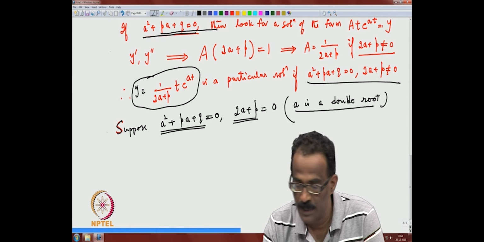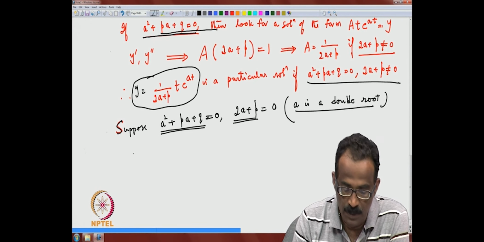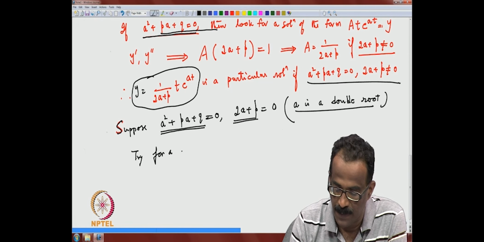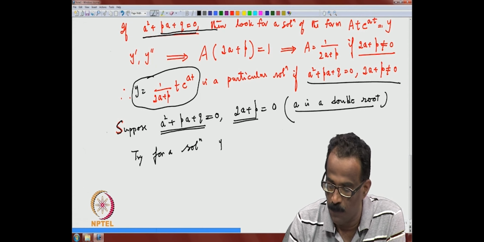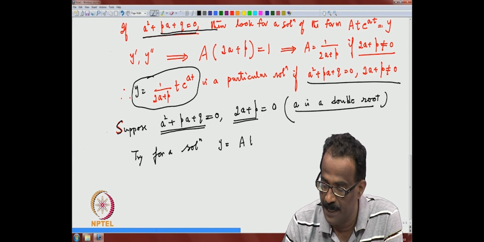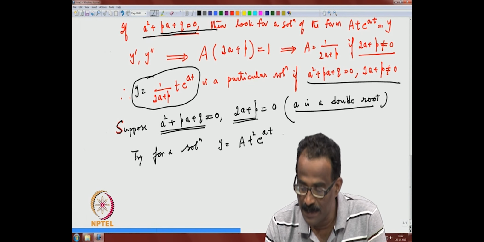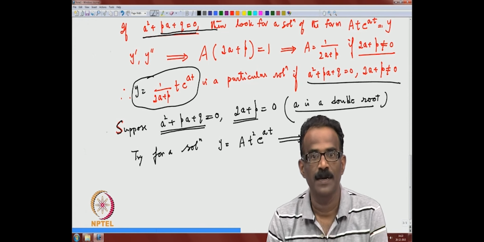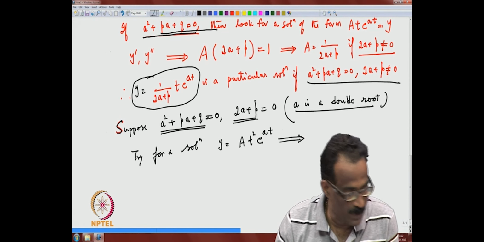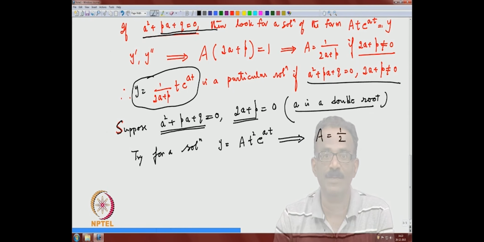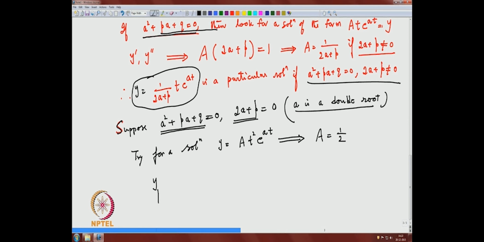If a is a double root, that means these two conditions hold, then try for a solution of the form y of t equal to A t square e power a t. All this will be independent, and you can do the computation, a simple computation, and you can see that A is nothing but half. So, a complete independent solution can be obtained.